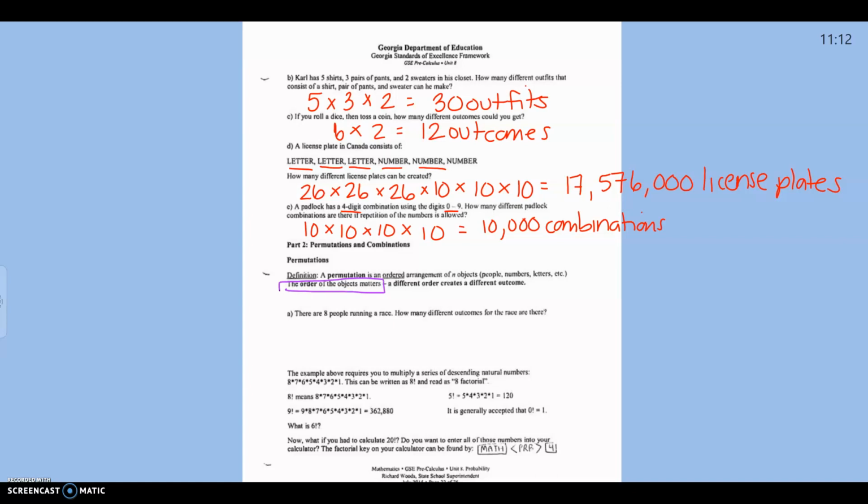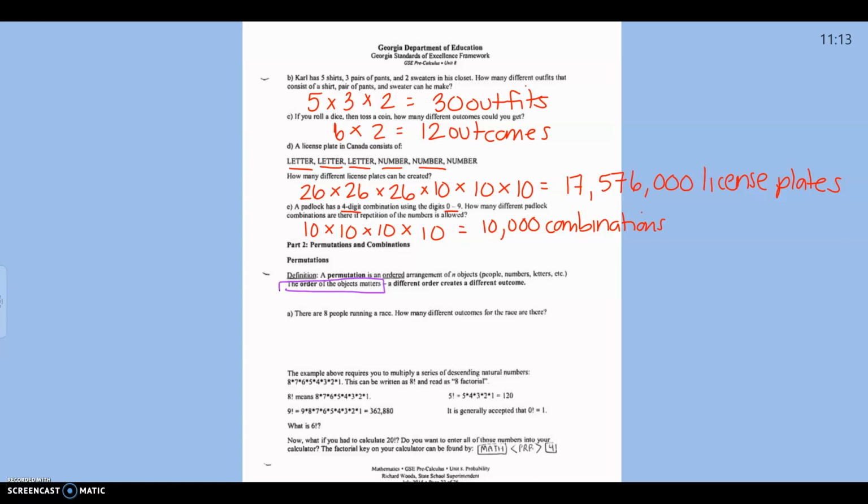So there are 8 people running a race. How many different outcomes are there for the race? Y'all, this is a permutation because think about the Olympics. Let's say I'm running in the Olympics and I come in first and I win the gold medal, but then the next time Ms. Stuhler runs and she comes in first and wins the gold medal, those are 2 completely different outcomes.